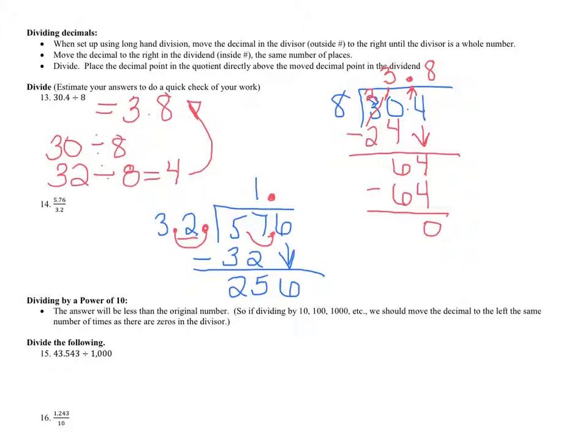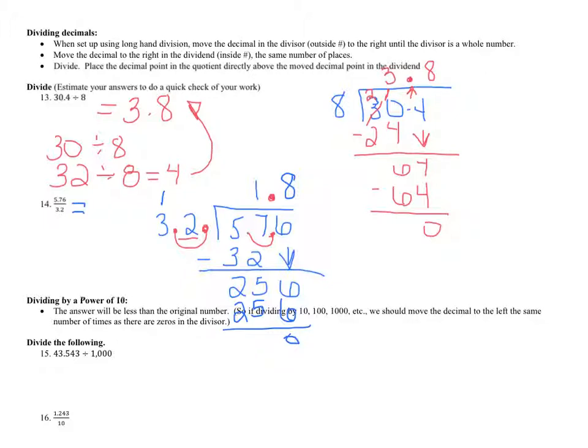Now I need to ask myself, does 32 go into 256? Well, it looks like it goes in 8 times. So 8 times 2 is 16, carry the 1. 8 times 3 is 24, plus that carried 1 is 25. I subtract to see a 0 remainder. Therefore, our original problem of 5 and 76 hundredths divided by 3 and 2/10 comes out to 1 and 8/10.